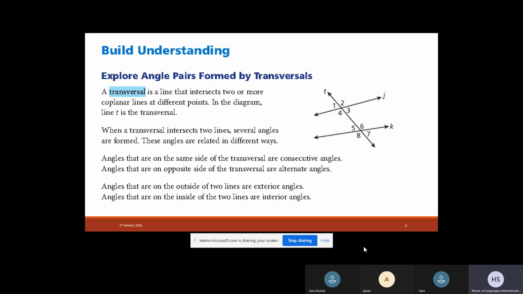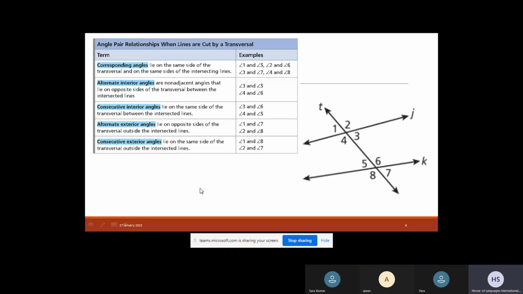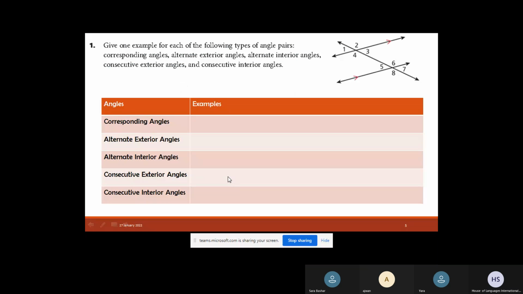So here, what do we have now? We have two parallel lines. These two parallel lines have an intersecting line. The line that intersects two parallel lines, we call it what? A transversal line.